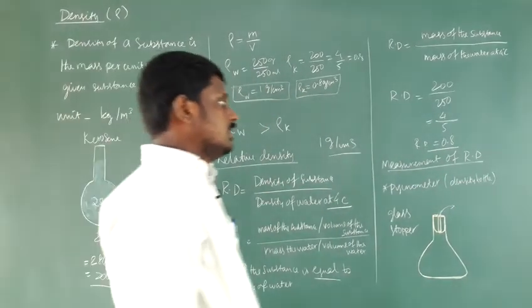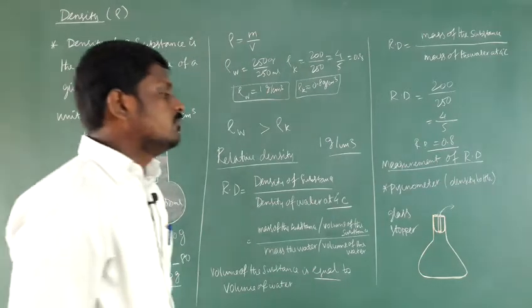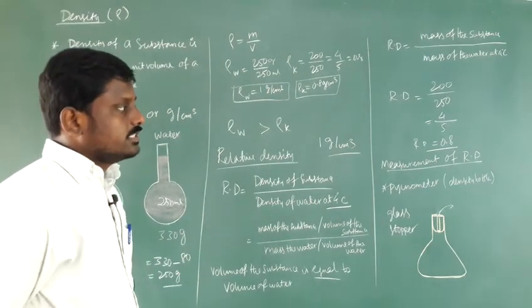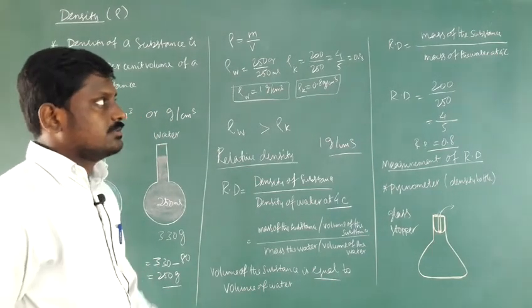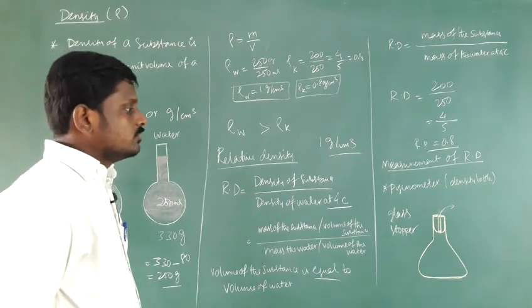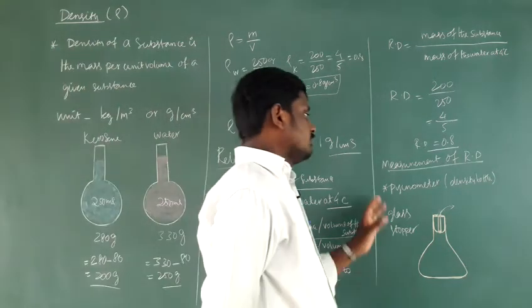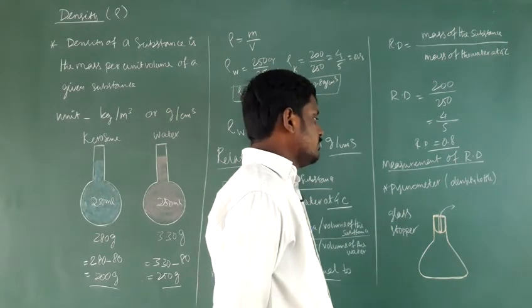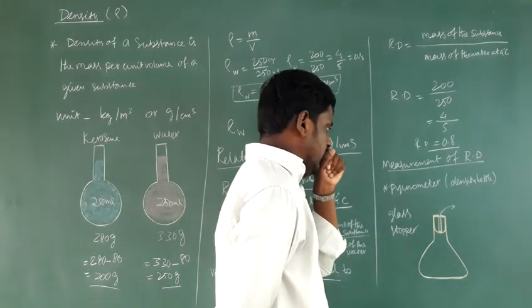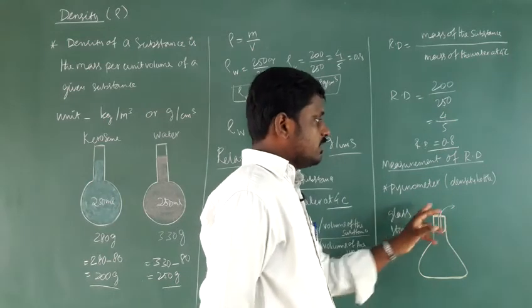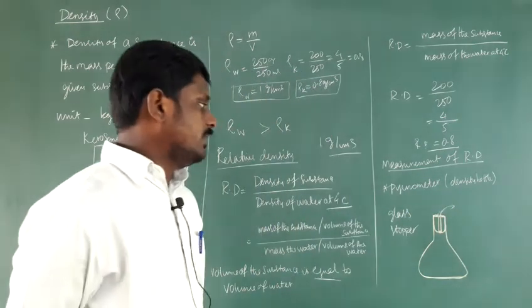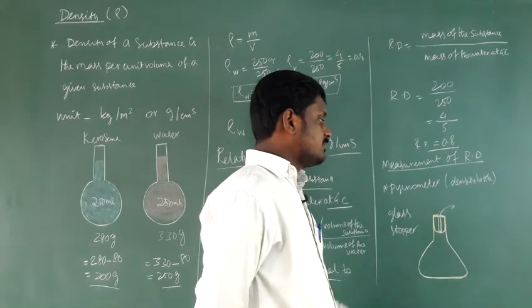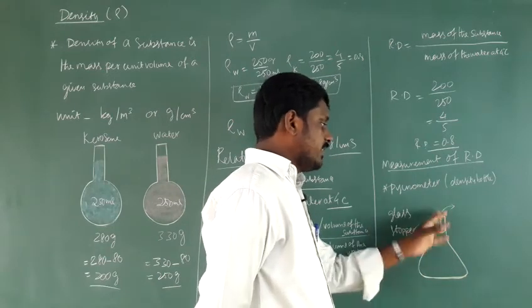Then how to measure the relative density? For finding the relative density, what things do we need? The mass of the substance and the mass of the water. The mass of the substance and the mass of the water are found by using a pycnometer. It is also called a density bottle. It is simply a glass vessel with a glass stopper with a fine hole.